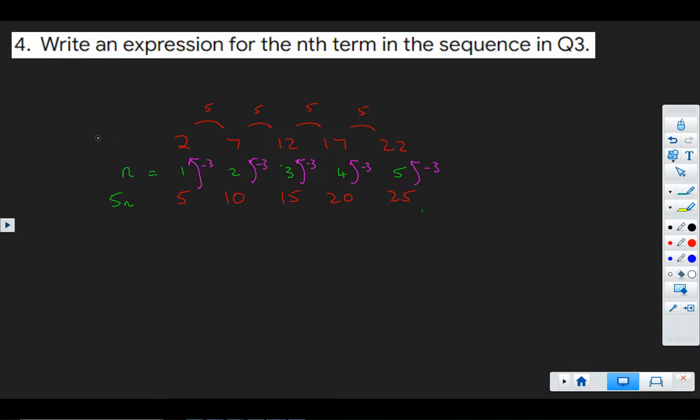So the expression that we are looking for to describe our sequence is 5n, the 5 times table, take away 3. So there's our answer, 5n take away 3. The nugget for us to go and practice on Century is 22.07.